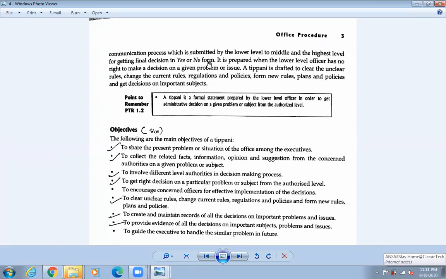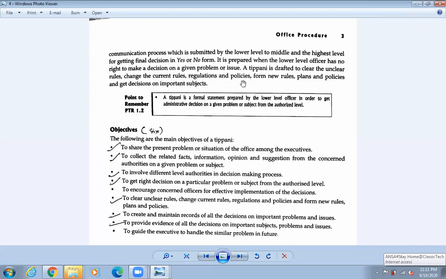Okay, so if something is very expensive and not needed for the office, then no. But if it is expensive but also needed for the office, for the smooth operation of the business, then yes. Okay, that is done, but it should be taken from lower level to middle level to higher level. Okay, so it is prepared when the lower level officer has no right to make the decision on the given problem or issue, and the tippani is drafted to clear the unclear rules, and to change the current rules, regulations, and offices.